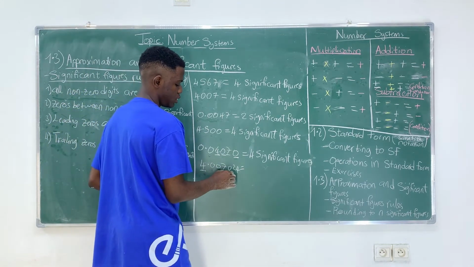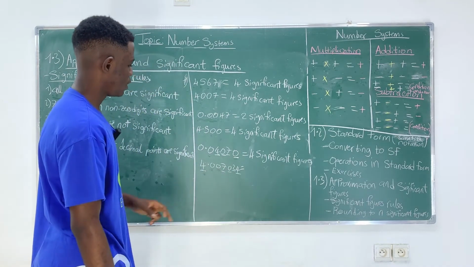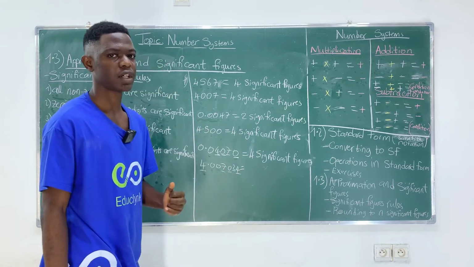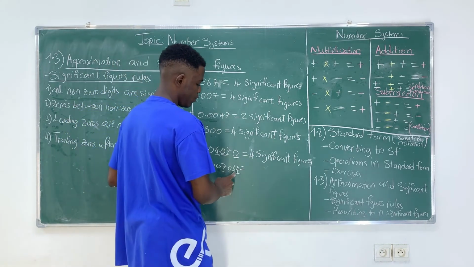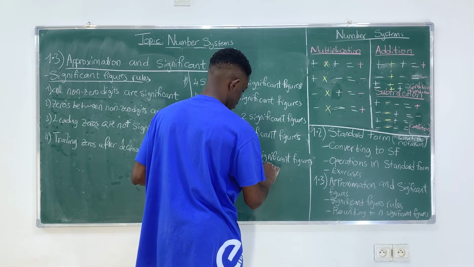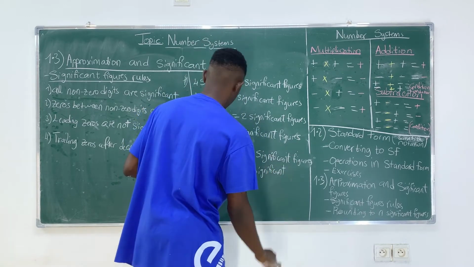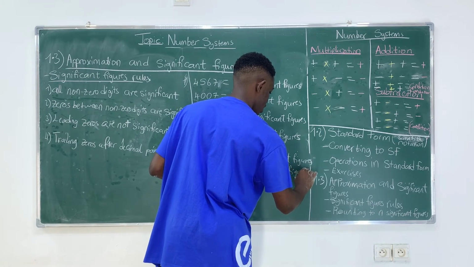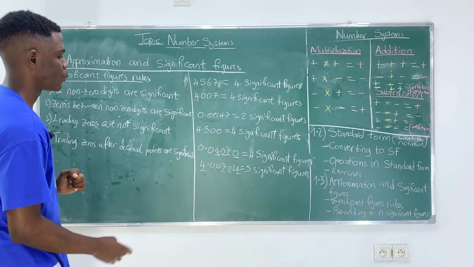So you are going to have this, this, this, and this. 7 is significant. This 0 is in between two significant figures. And 4 is a significant figure because it is a non-zero digit. So you're going to have 1, 2, 3, 4, 5. 5 significant figures.